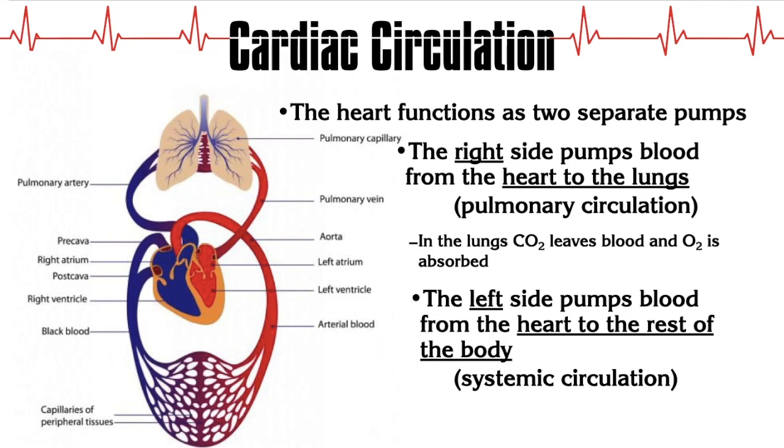Now, something to remember is that there's 2 separate pumps here. The right side of the body pumps blood from the heart to the lungs. So the right side pumps blood from the heart to the lungs. This is called pulmonary circulation. So pulmonary circulation is heart to lungs. Lungs to heart. That's pulmonary circulation. Now, the systemic circulation is going to pump it to the rest of the body. Now, the left side of the heart pumps blood to the rest of the body, and that's systemic circulation.